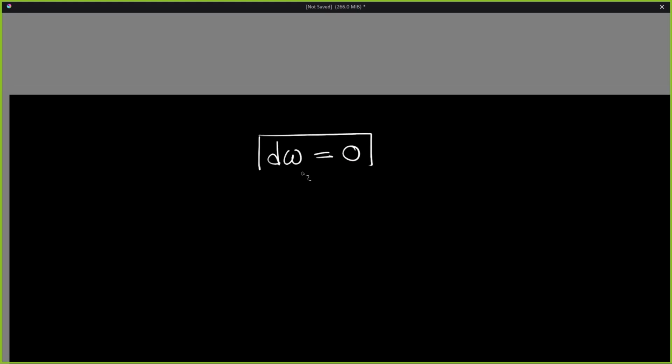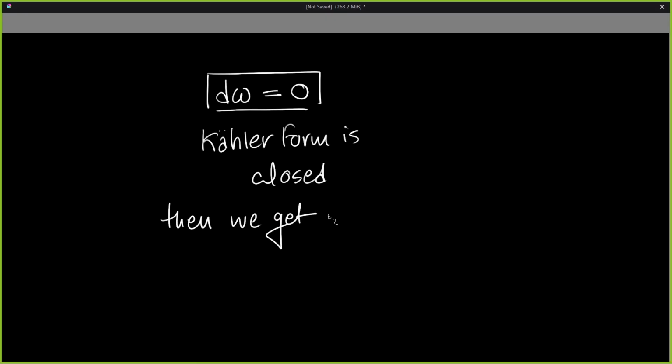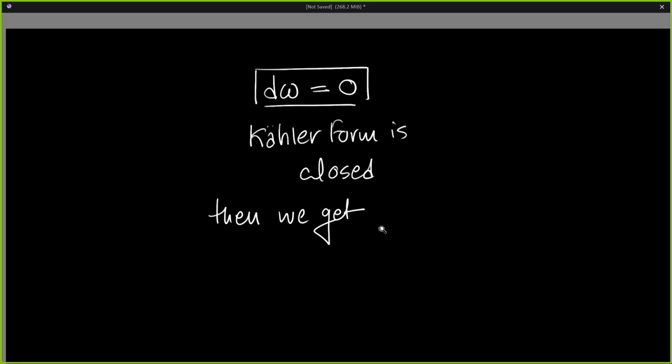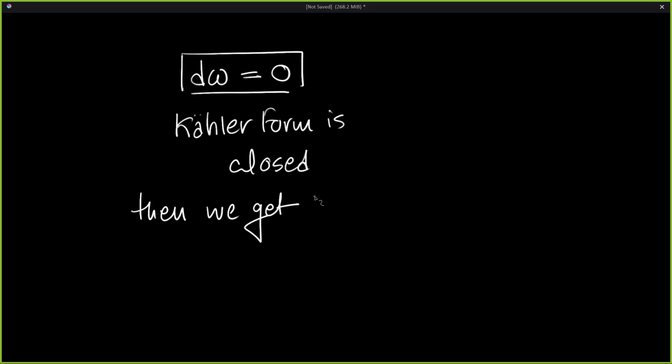So if the Kähler form is closed, then we get a Kähler manifold. Obviously, this is not a well put statement because we haven't defined a Kähler form. We don't know where a Kähler form lives. So that's why this is just a preview. Sorry. But I'm trying to give you an idea of why all of the stuff that we talked about is important.